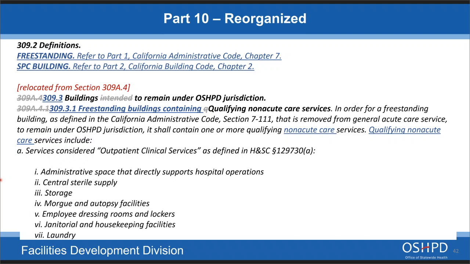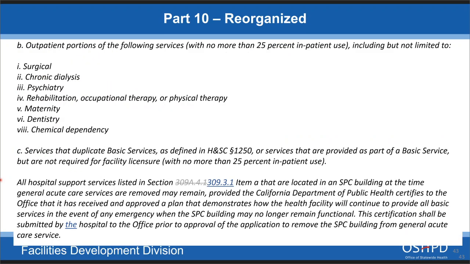Next slide. And these are the qualifying services for what can go into a 1R building. In addition to those outpatient portions of the following services that can see no more than 25% inpatient are your surgical departments, would be outpatient surgical in this case, chronic dialysis, psychiatry, rehab, maternity, dentistry, and chemical dependency. All these things can go into a 1R building and see up to 25% inpatient use.